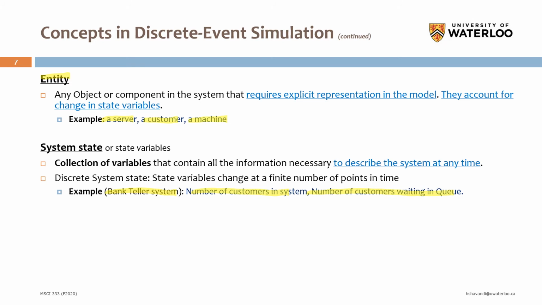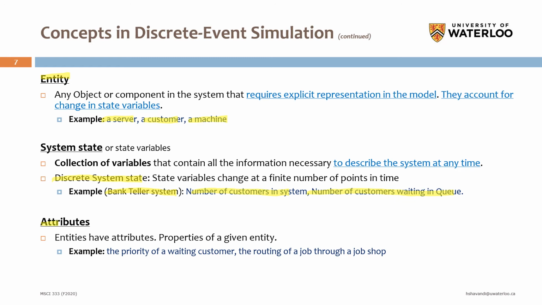Usually in this course, we will consider discrete systems. This means that the system's state will change at discrete points in time, not continuously. If it changed continuously, that system would be called a continuous system. But in this course, the systems that we are considering for simulation are in the category of discrete systems, and because of that, this simulation approach is called discrete event simulation. Okay.